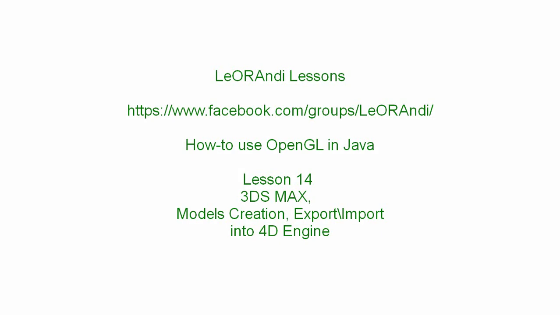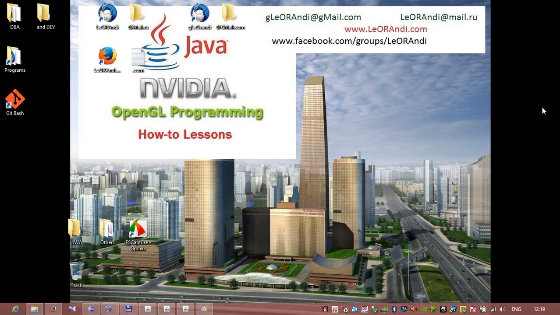Welcome to Learandi lessons about how to use OpenGL in Java, and this is lesson number 14. Here I will show you how to use 3D Studio Max, how to create objects, export them, and import into a 4D engine. Why 4D? Because it is also a 3D engine with time, so it is possible to create animation, set keyframes, and make a static world dynamic.